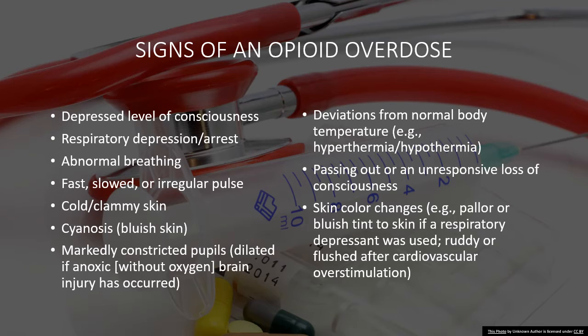Deviations from normal temperature, like hypothermia or hyperthermia. Passing out or an unresponsive loss of consciousness. Skin color changes, like pallor or bluish tint to skin if a respiratory depressant is used, or a ruddy or flushed skin tone after cardiovascular overstimulation.